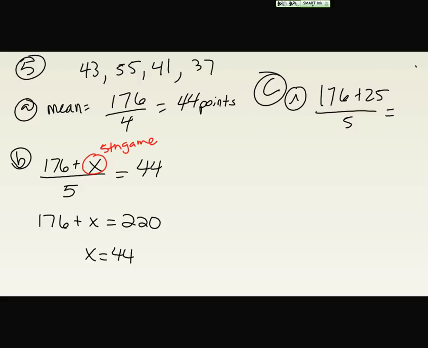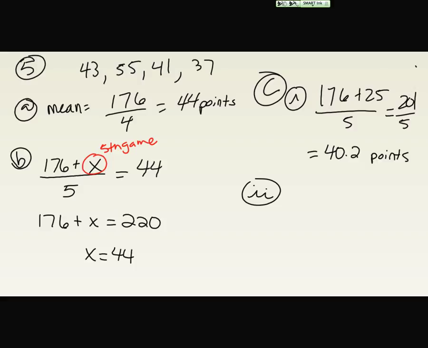So when I add 25, I end up with 201 divided by 5, which is 40.2 points. So they only scored 25, so their average went down to 40.2.